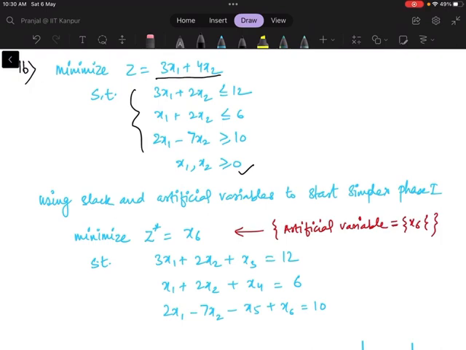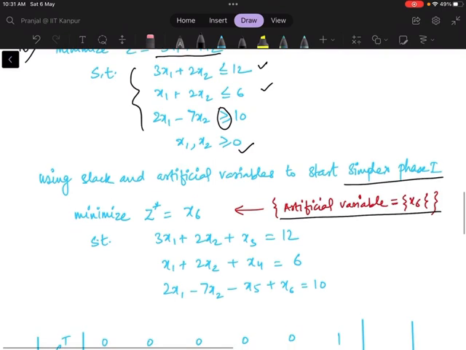So here we can see that two of the constraints are less than or equal to type, but one of them is greater than or equal to type. So this calls for an artificial variable. For these types of problems, we use the two-phase simplex method. So we start with simplex phase 1.